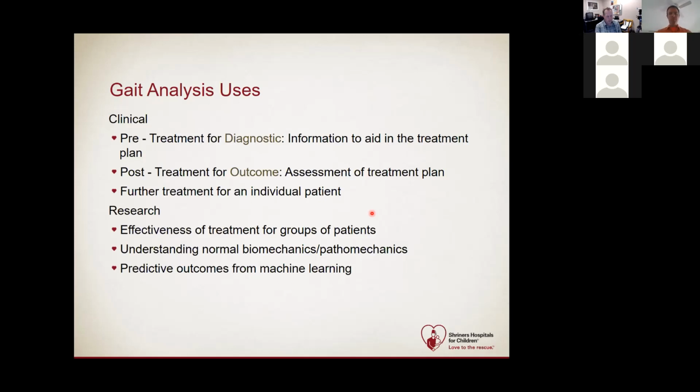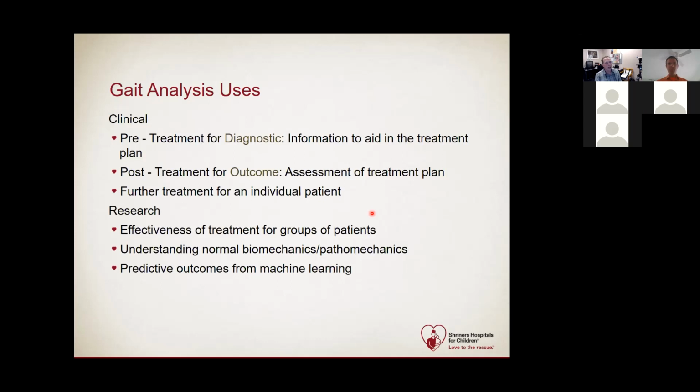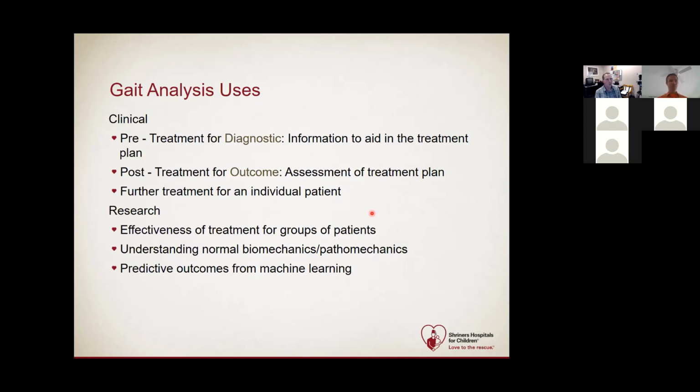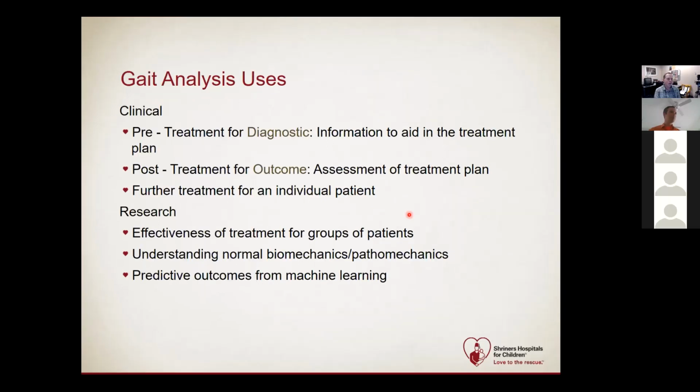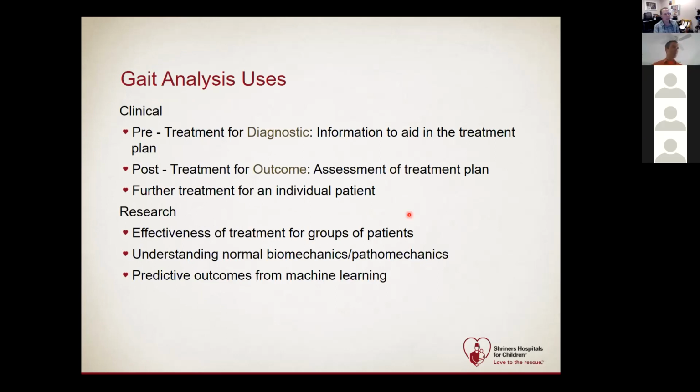We call that diagnostic, but really we're not trying to pin a diagnosis on them. We already know when they come down if they have CP or something else. It's really trying to diagnose their movement disorders in order to aid the treatment plan. And then hopefully we'll see them back after they've had some kind of treatment, and then we can assess the outcomes of that treatment and maybe make even further treatment plans for the particular child.